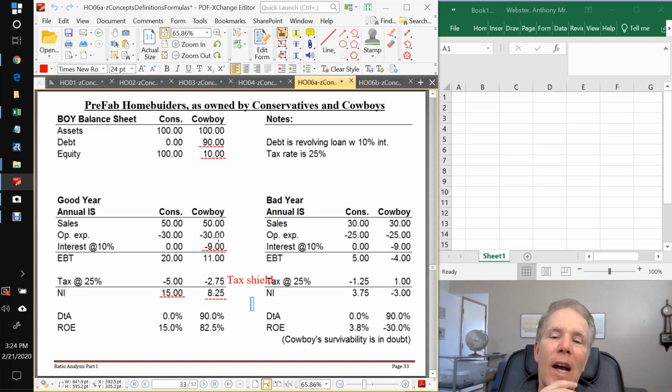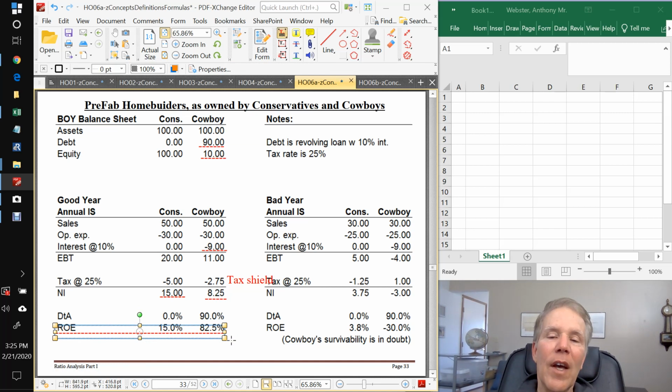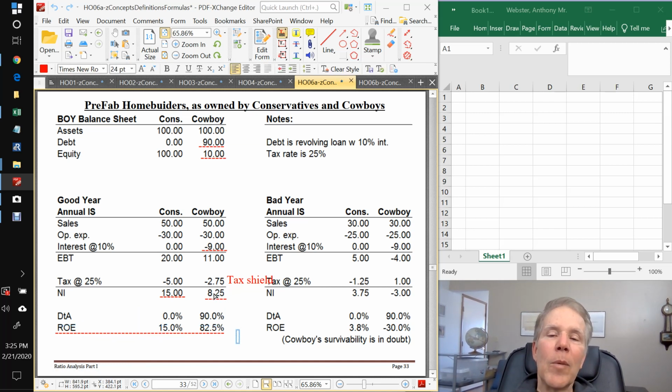If it was exactly 9, they would only be getting 6 million in net income. So the tax shield has really helped them there. And the incredible thing here is that the conservatives have a pretty good ROE, but the Cowboys have this almost scandalous 82.5% ROE. That's really high. And you say, yeah, but they only got 8.25 million in net income.